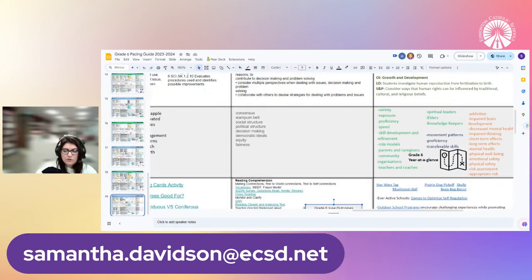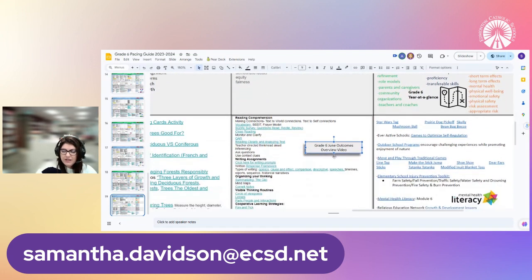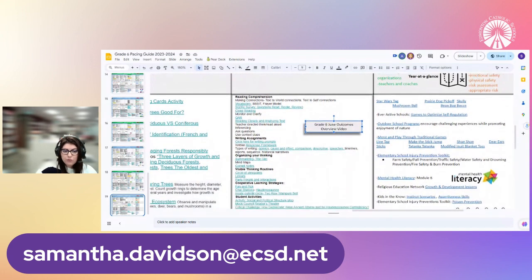Our language here, of course, we're going to look at consensus, wampum belt, social structure, political structure, decision-making, democratic ideals, equity, and fairness. Within the student activities, again, really important that we continue focusing on those strategies, monitor and clarify, making sure we're doing close reading strategies, making sure our students are able to do a see, think, wonder when they see a source. How do they connect to the source information is going to be really important.